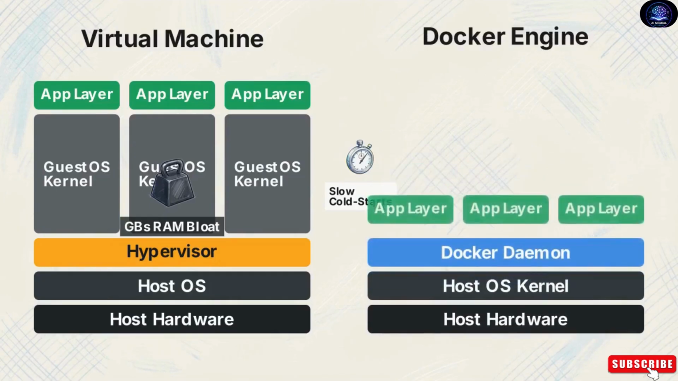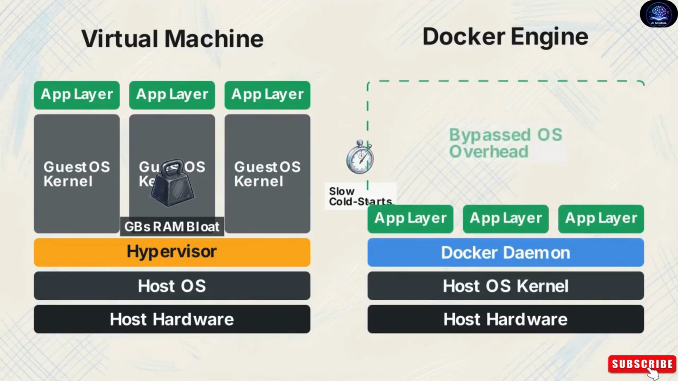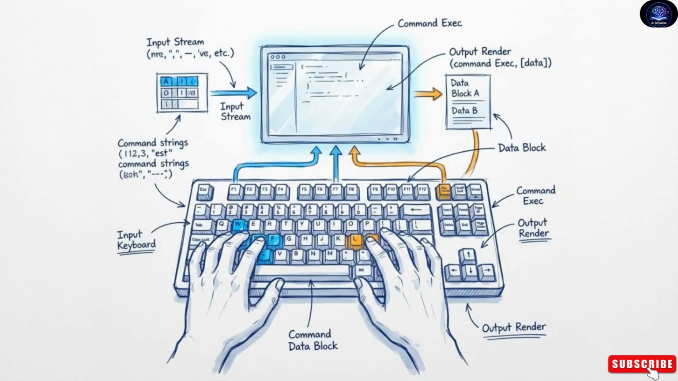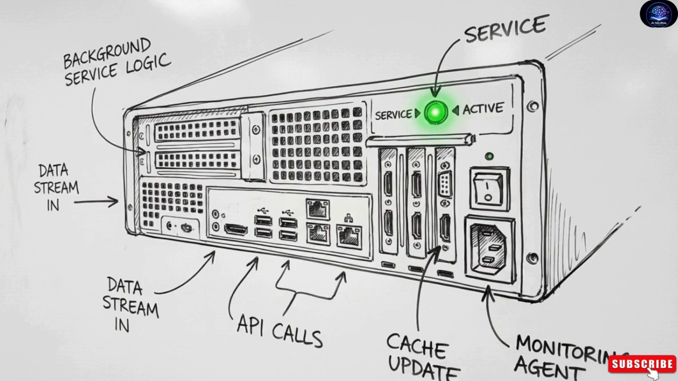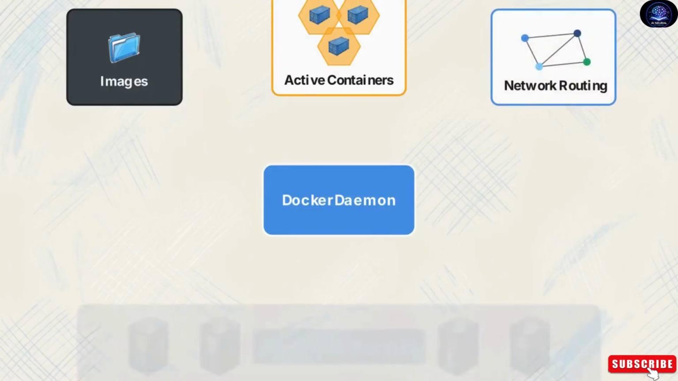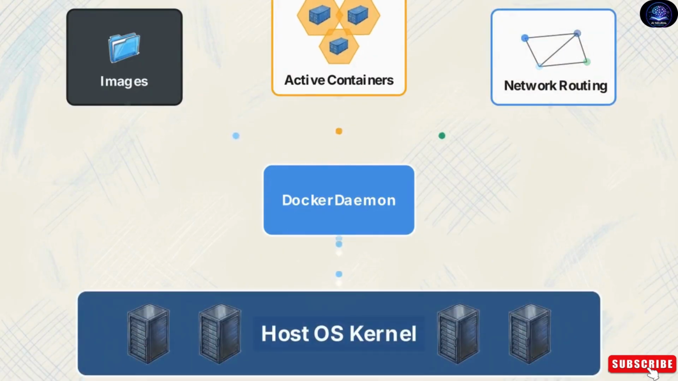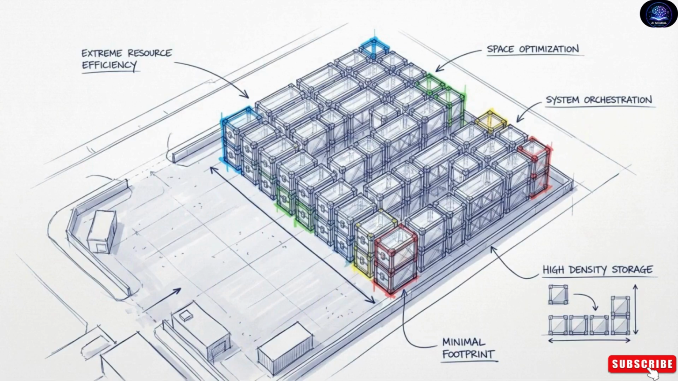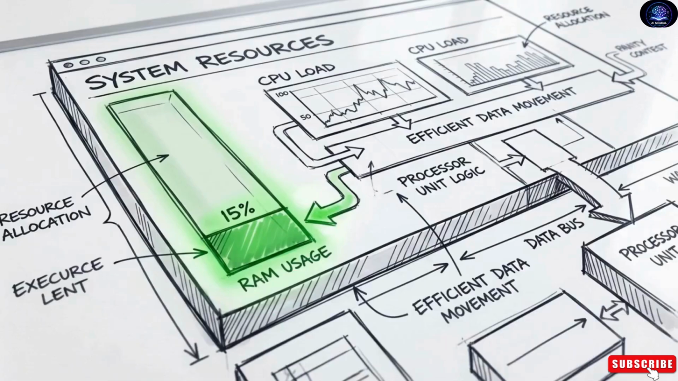Docker bypasses the hypervisor, relying instead on a streamlined client-server model. When a user types a command into the Docker CLI, it travels through a REST API directly to the Docker daemon, which operates as a background service on the host machine. The daemon takes over from there. It natively manages the images, the active containers, and the network routing by communicating directly with the existing host OS kernel. By stripping away the need for a guest OS, a single machine can efficiently run dozens of isolated models and their exact dependencies simultaneously, without maxing out system memory.